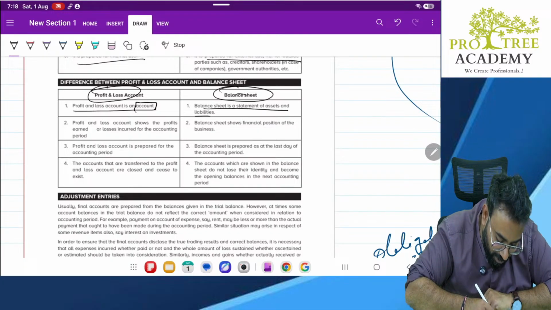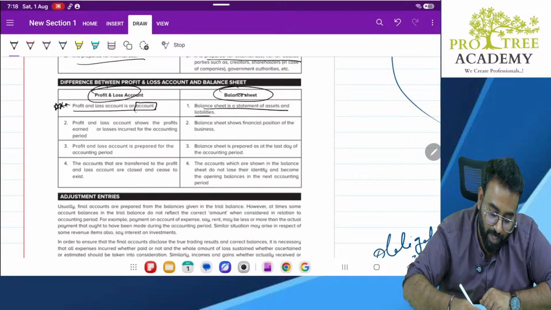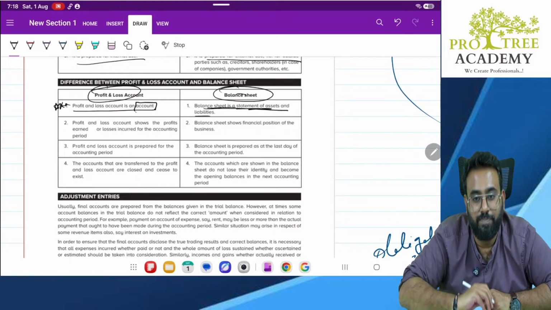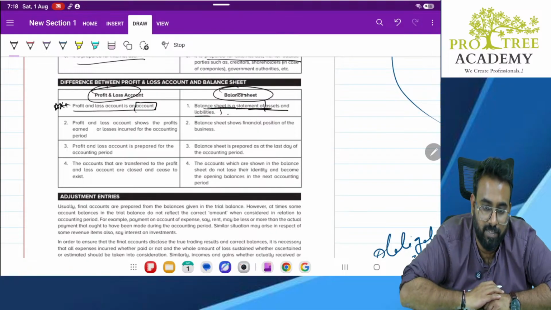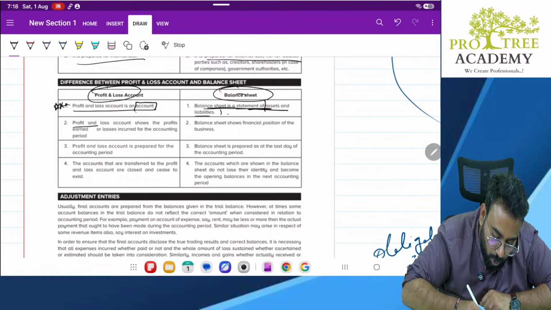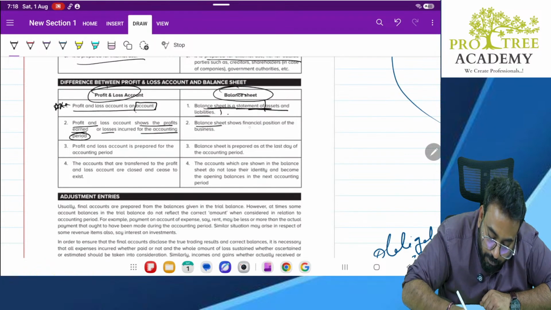This is your favorite, correct or no? Profit and loss account is an account. Here it is a statement. Statement of what? Statement of assets and liabilities. Profit and loss account shows the profits earned or losses incurred during the accounting period. Balance sheet shows the financial position of the business as on that date.